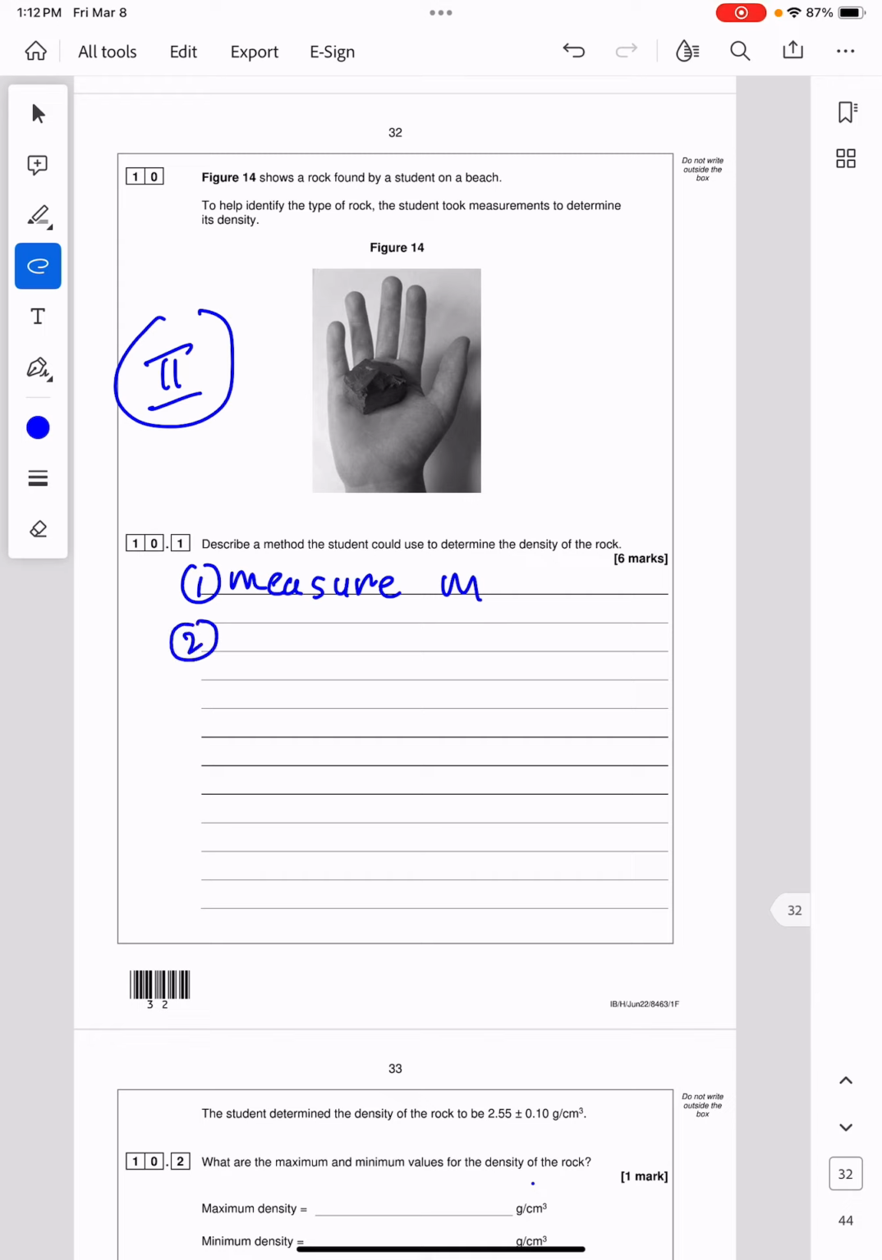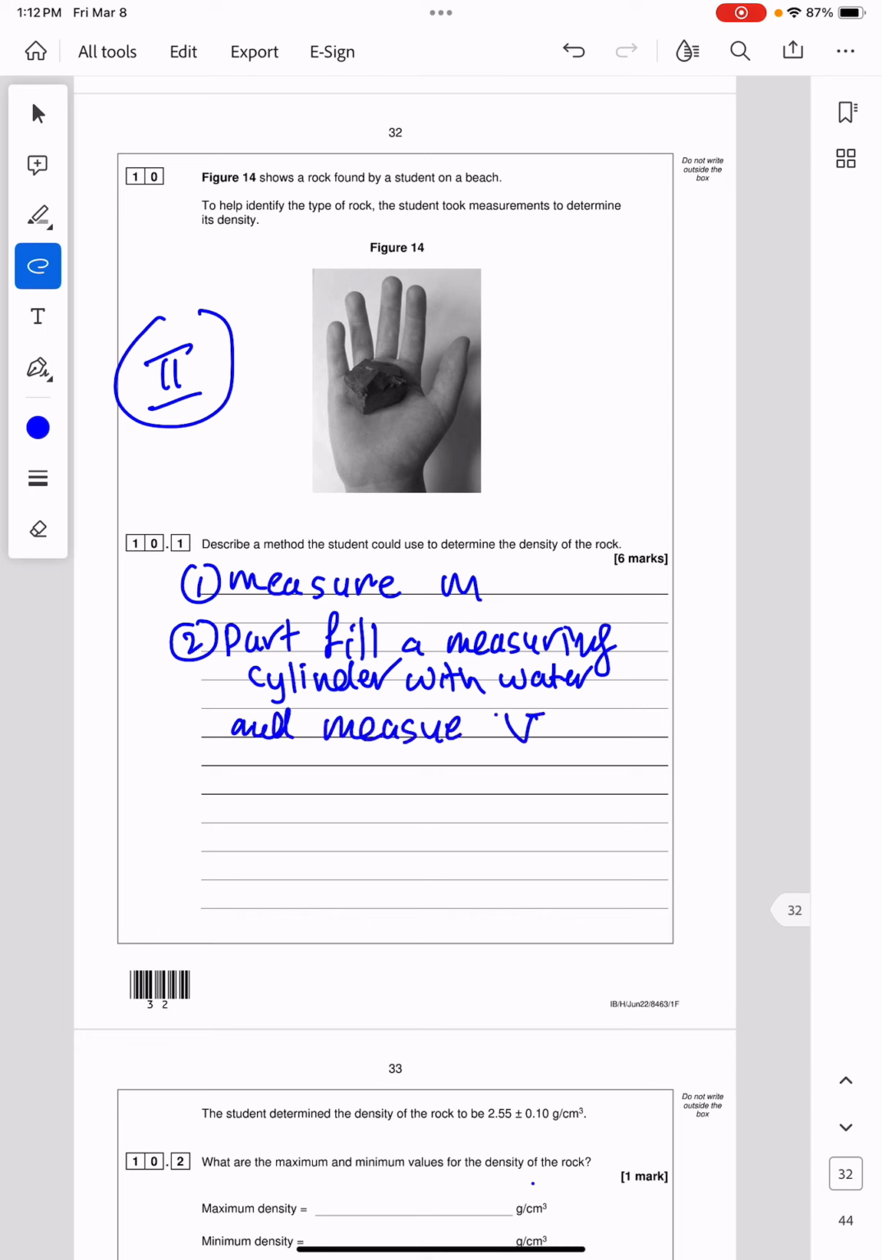Number 2, you're going to have a can or container again, but this time part fill it. Don't fill it to the edge. Part fill a measuring cylinder with water. Of course, we're going to be using water all the time. Just part fill a measuring cylinder with water, and most importantly, measure V. This is the initial V. This is just the water inside the can.